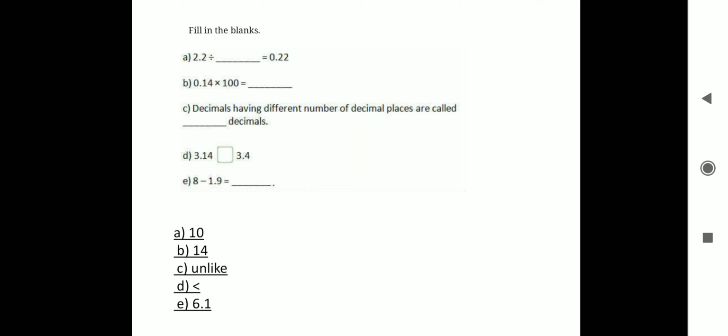2.2 divided by something is equal to 0.22. Here the decimal point has moved one step back. So it is divided by 10.